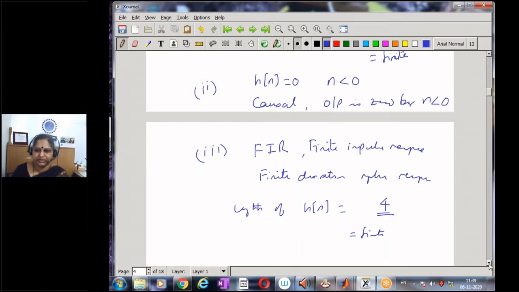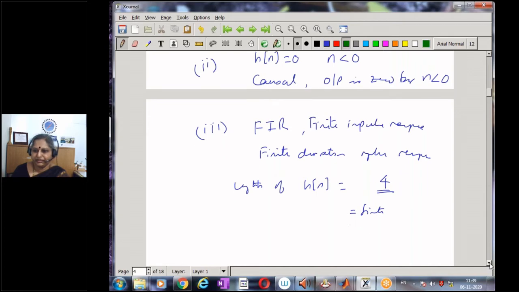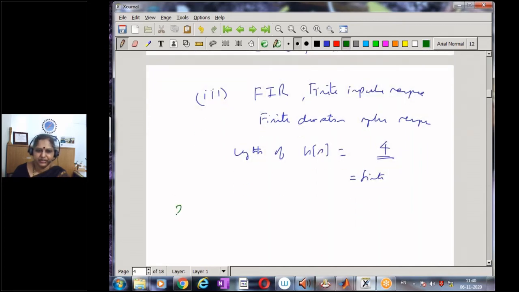So having seen the impulse response method, we shall now move on to another method of representing the same system. Let us take the second method of representing, which is the system transfer function H of z. What is given to us is the difference equation y of n equals 1 x of n plus 5 x of n minus 1 plus 8 x of n minus 2 plus 6 x of n minus 3.